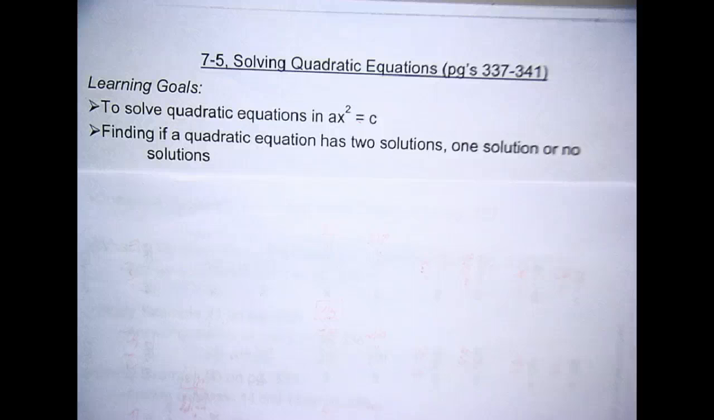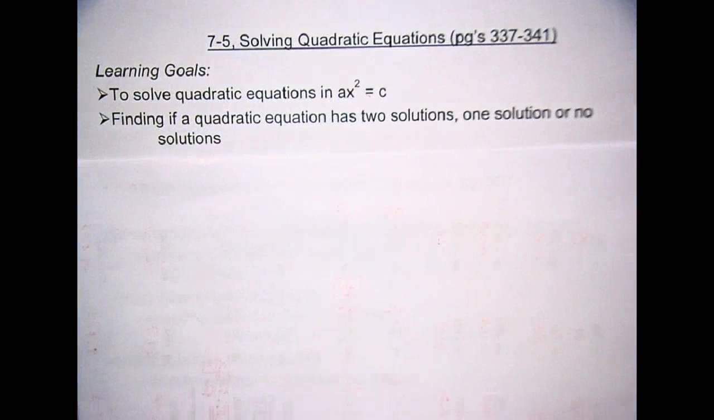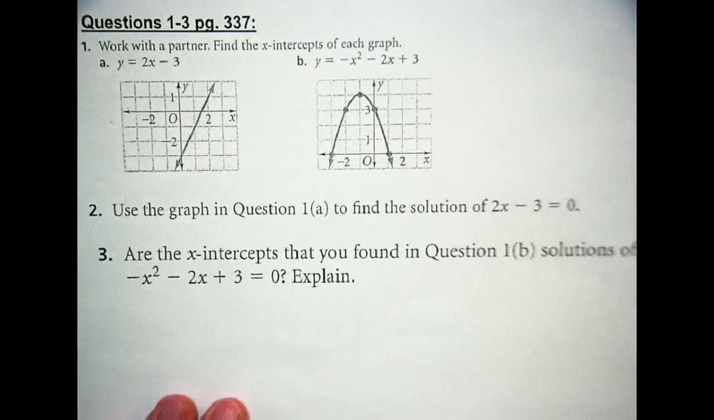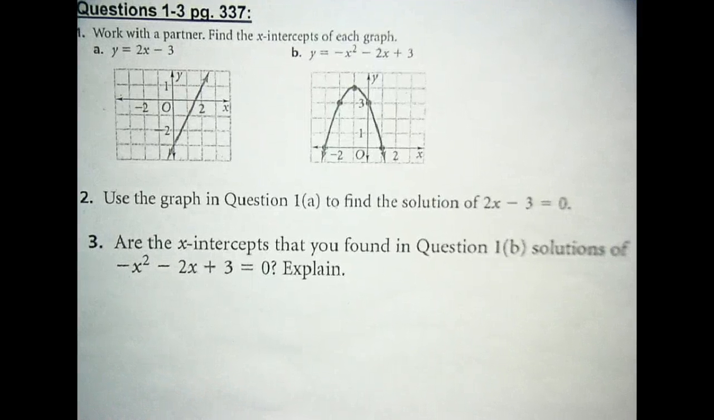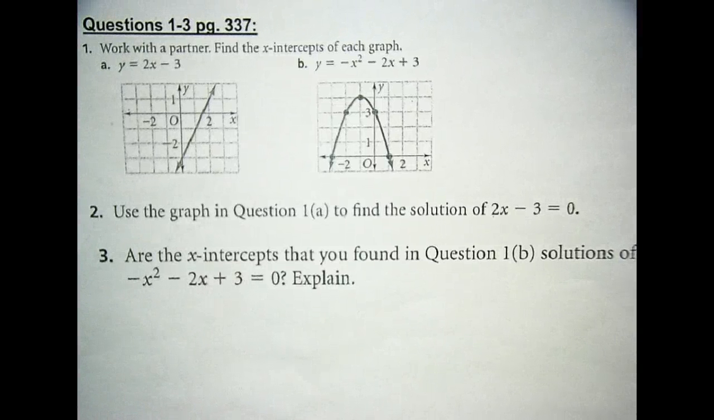Before we do that, let's make sure that we're clear on what the solutions are going to tell us. Get this down in your notes first, real quick. I feel like you guys are ready. Here we go. You get the next 2 minutes or so to work on that with your partner. Find the x-intercepts of each graph. Number 2, use the graph in question 1a to find the solution of that equation. And number 3, are the x-intercepts found in question 1b the solutions of that? Go for it. Wrap it up in the next 10 seconds, please.